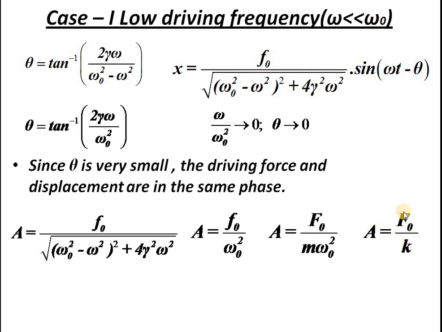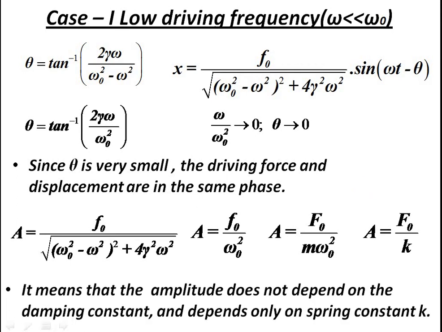So this is the physics happening when the applied frequency is much less than the natural frequency of the oscillator. We can conclude that the amplitude does not depend on the damping constant and depends only on the spring constant. So for the low frequency case, the damping constant has nothing to do.